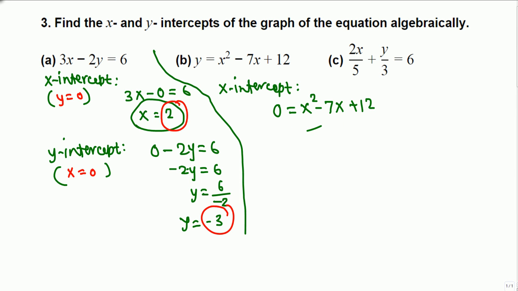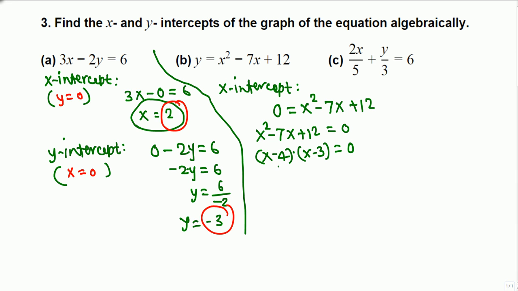Let me write down this polynomial on the left. I meant x squared minus 7x plus 12 on the left equals 0. Let's solve. This is a trinomial. Let's factor as a product of two binomials, x and x, 12 is 4 times 3, and 4 and 3 make negative 7, so negative 4, negative 3.